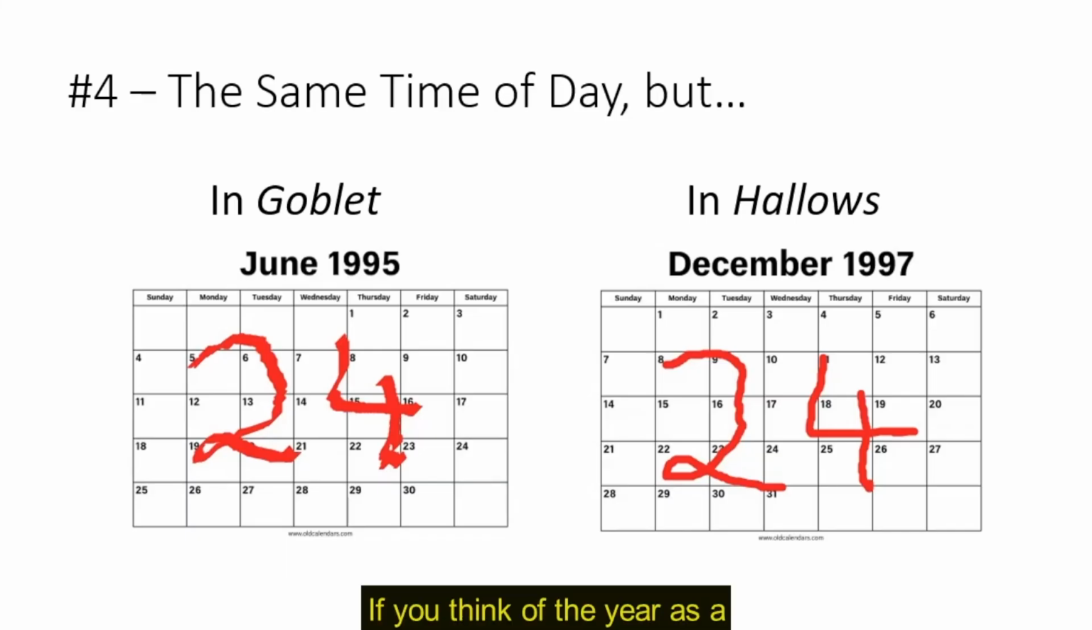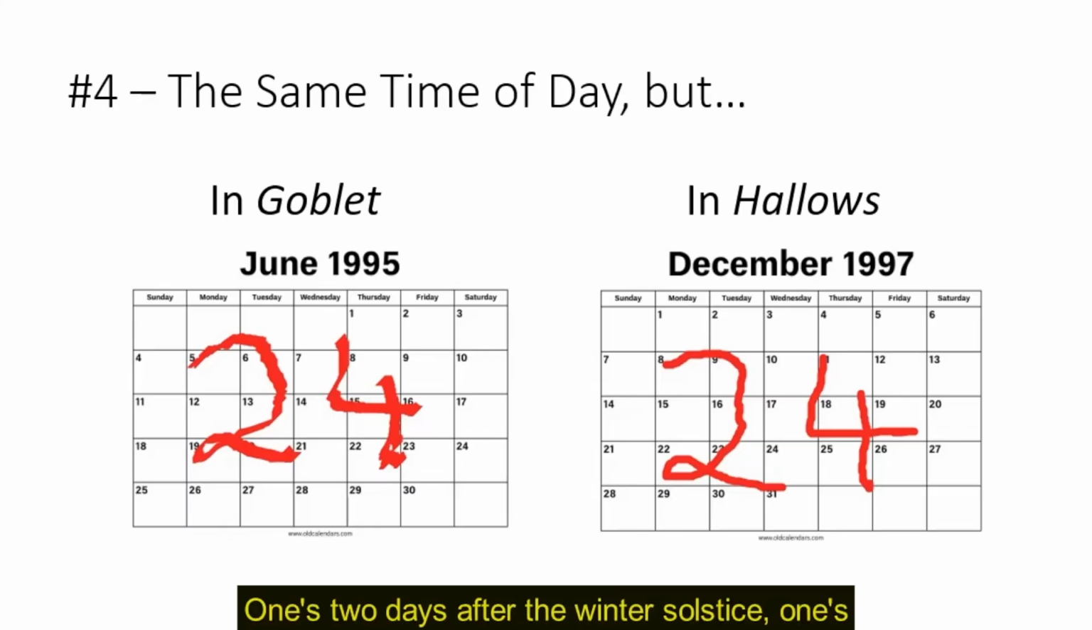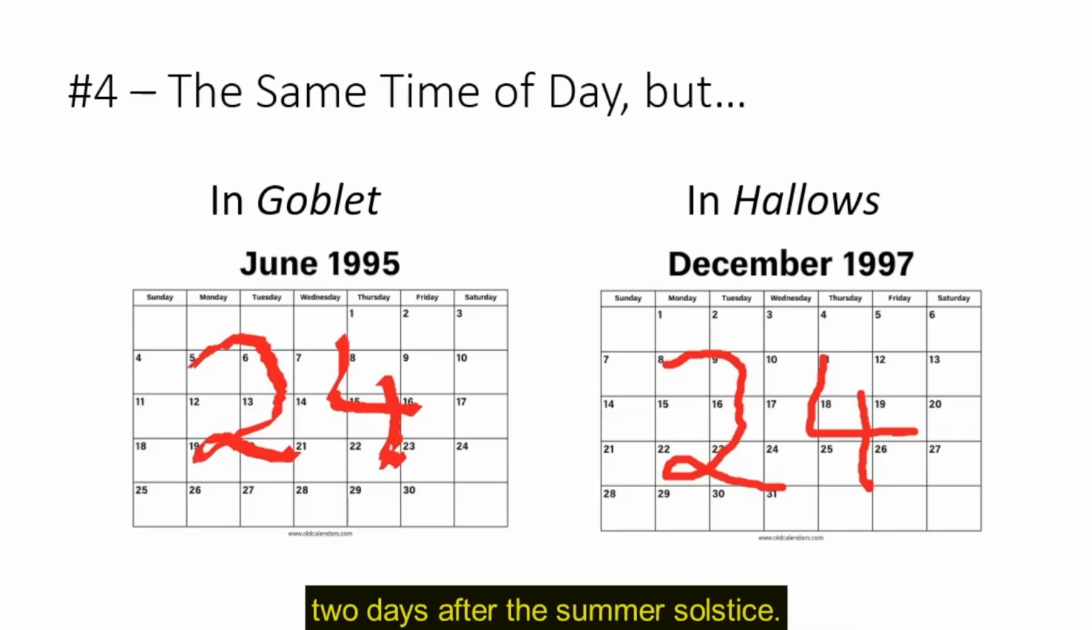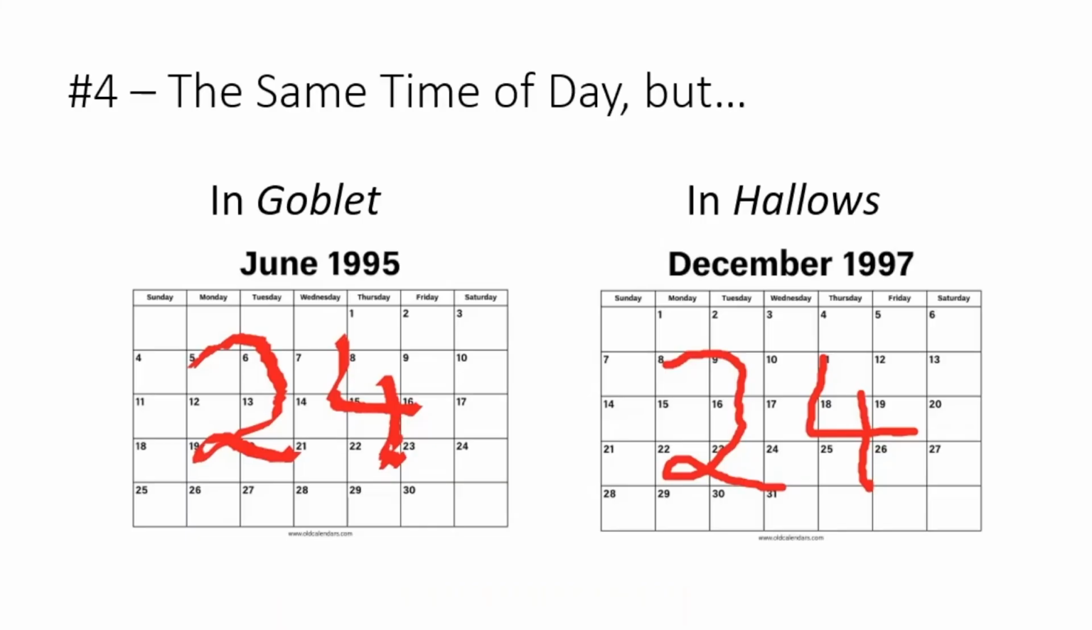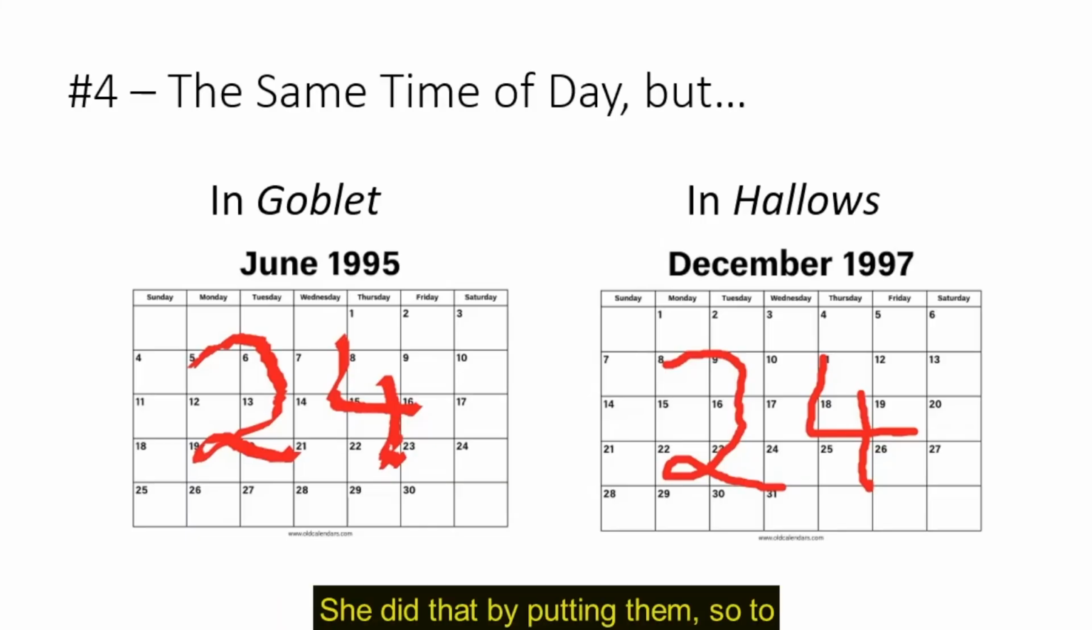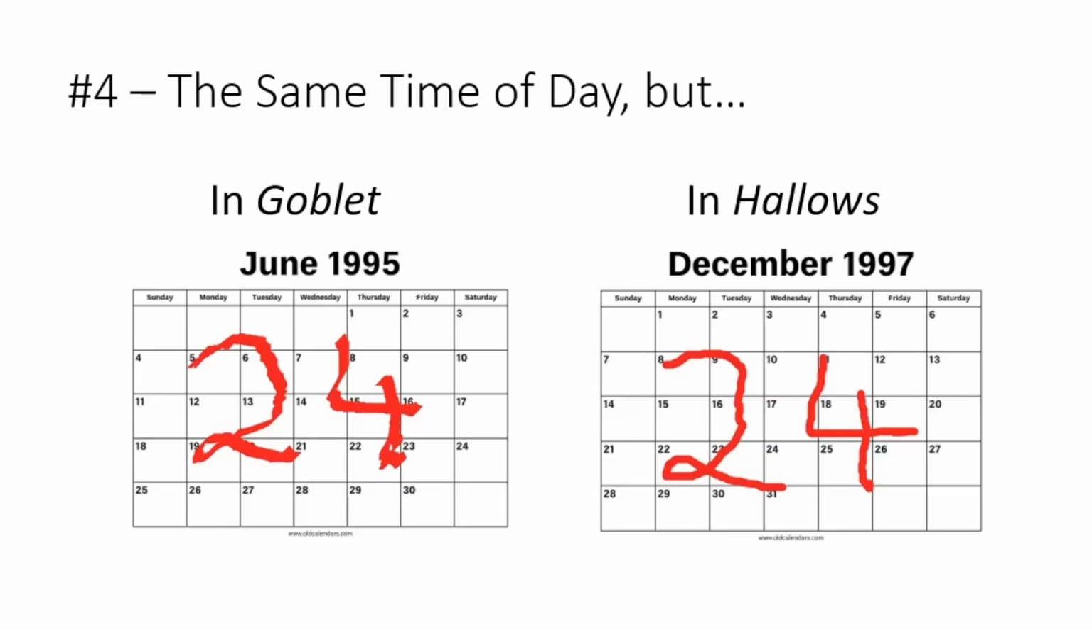If you think of the year as a circle, or as Earth's trip around the sun, those two dates are as far apart as you can get. One's two days after the winter solstice, one's two days after the summer solstice. I think Rowling's kind of giving us a hint: hey, these things are connected, but they're opposites. She did that by putting them, so to speak, on opposite sides of the year.